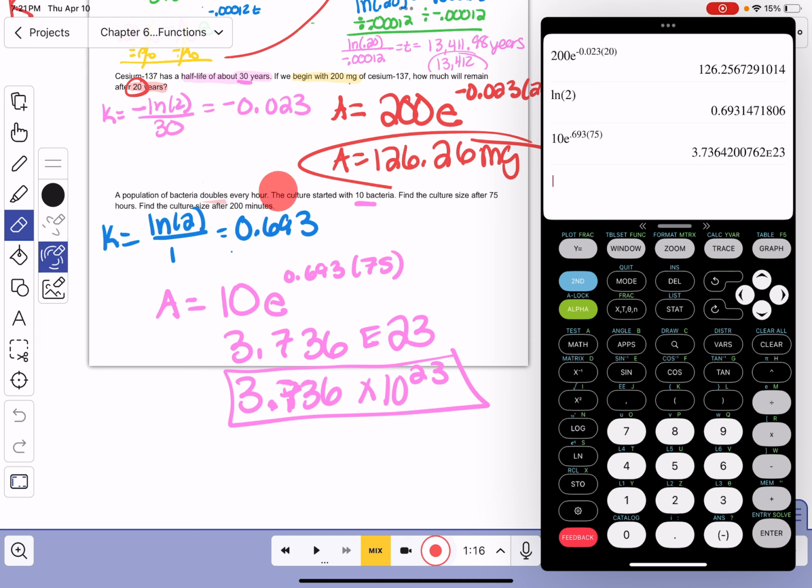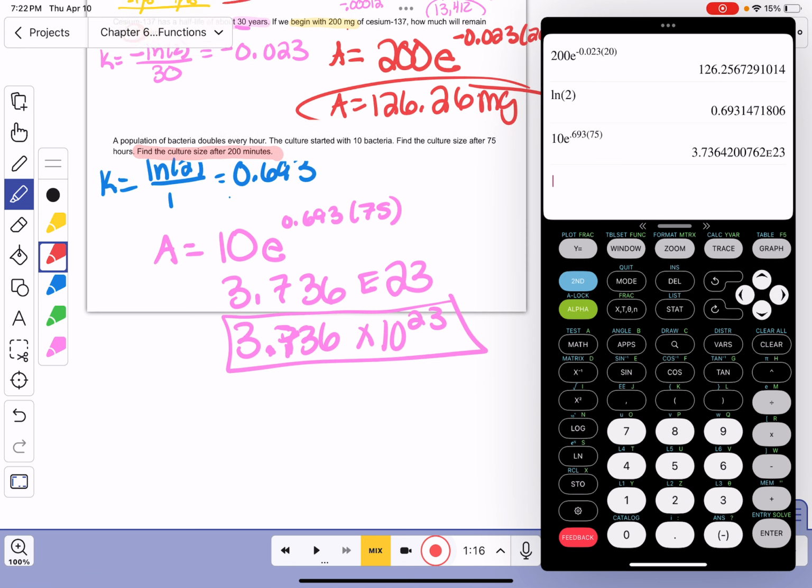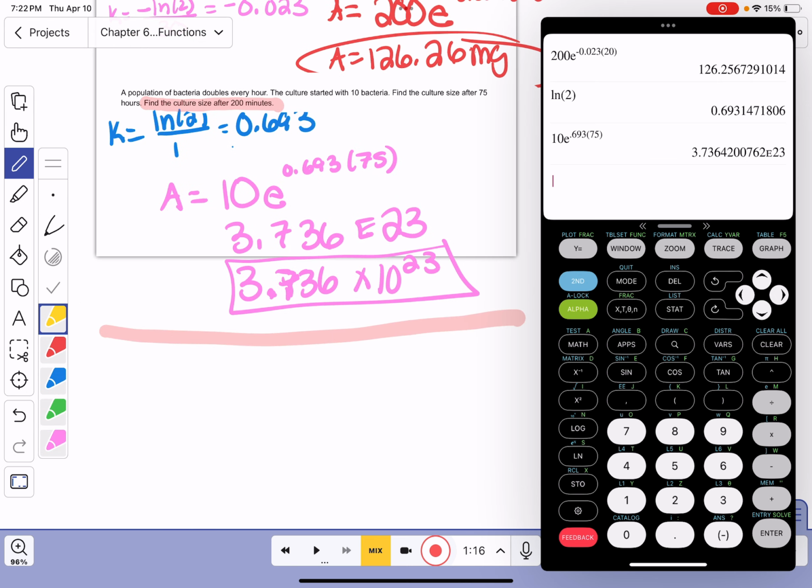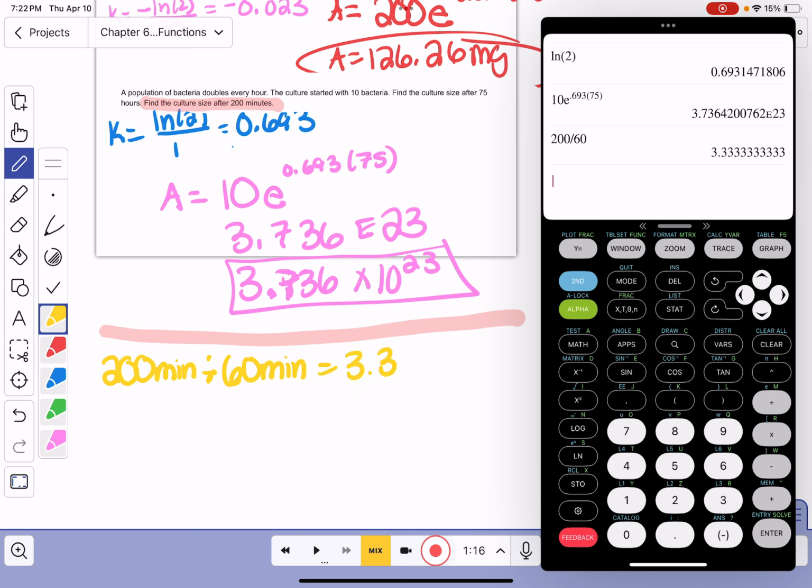That's how it is after 75 hours. The next question is find it after 200 minutes. So that's that part where I said we have to pay attention. So 200 minutes, if we divide that by 60 minutes, because there's 60 minutes in an hour, we get 3.33 hours.